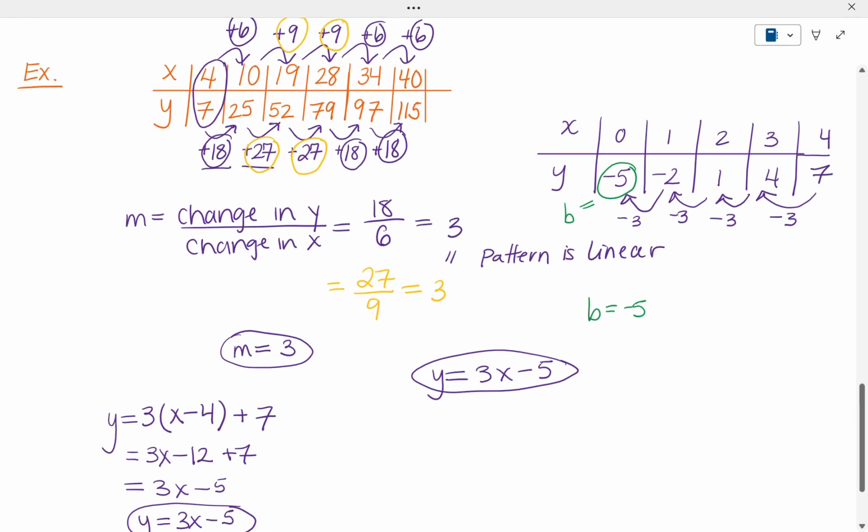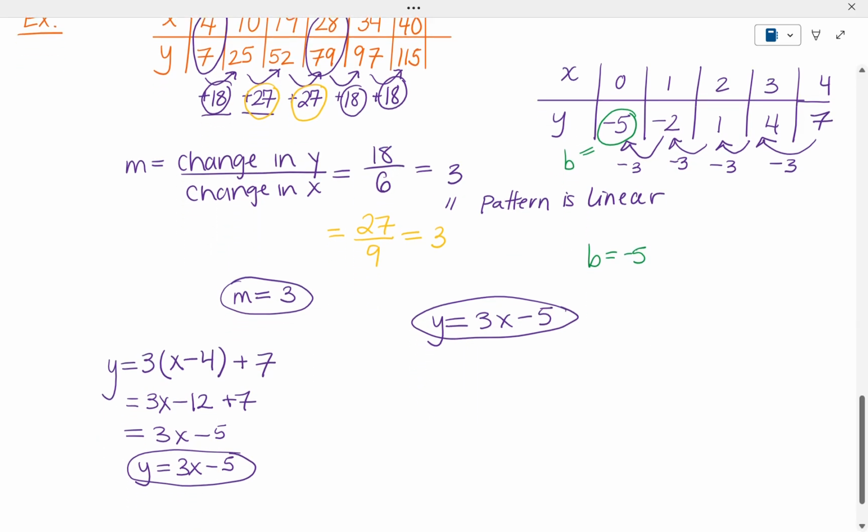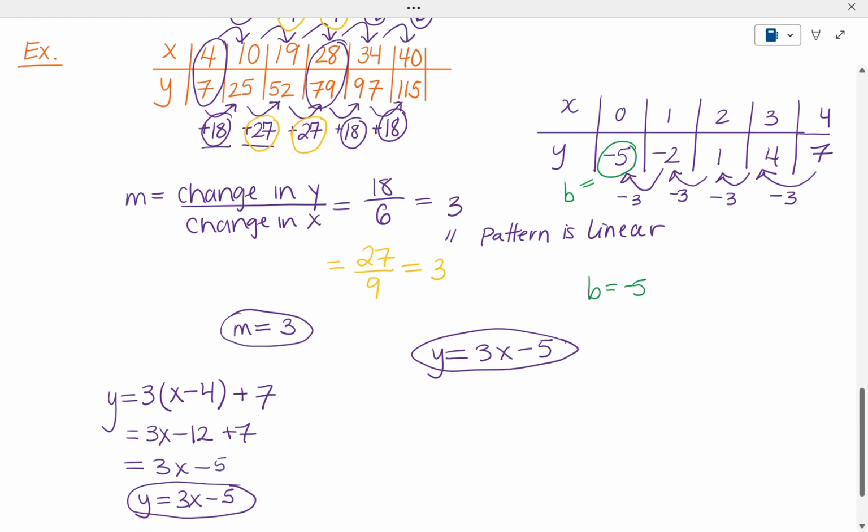Say you want to use the point 28, 79. Again, we start with y equals our slope value, 3, and x minus the x value that we're starting with. So we decided to start with 28. So minus 28, and then we add the corresponding y value. So plus 79. And this will also give you y equals 3x minus 5 when we distribute the 3.